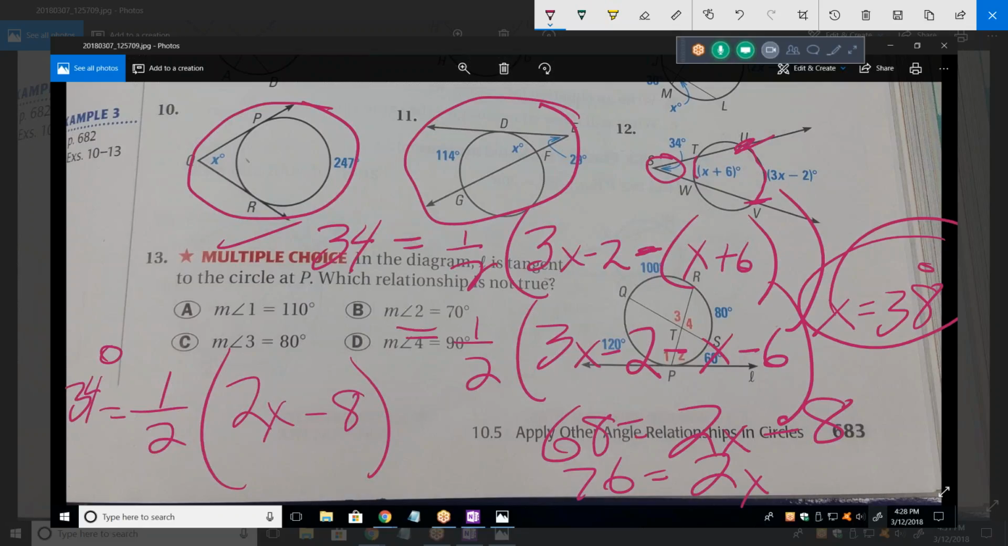That look right? Hard to actually tell. We're not looking at this angle. That angle's 34 degrees. But if x is 38, then this little measurement right there would be 44. Yeah, that looks about right. And if x is 38, then this one is going to be 114 minus 2, 112. And that looks about right.